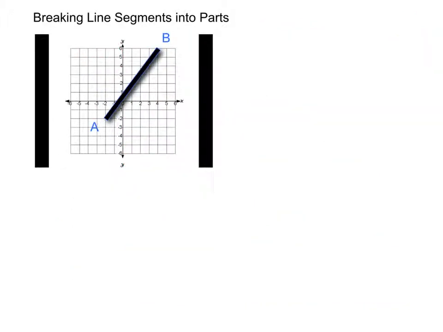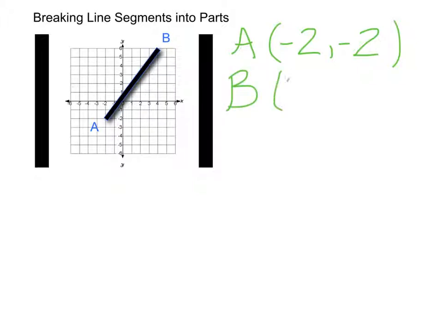So at this point we want to be able to find the distance between point A and point B. So let's go ahead and write out what those are. First, A looks like it's at -2, comma -2. Then we're going to look at B, and it looks like that's at 4, comma 6.